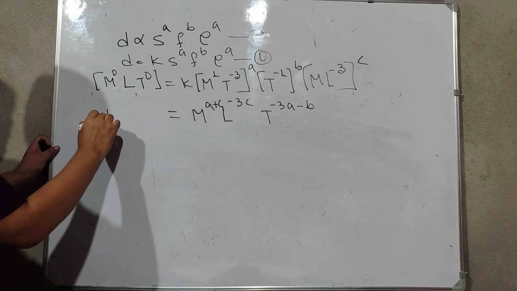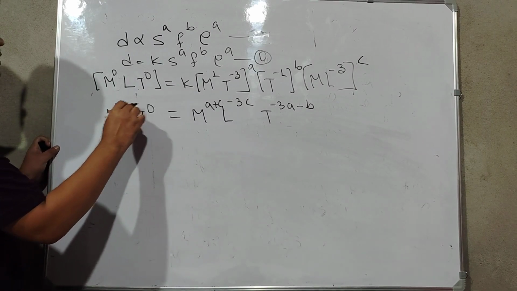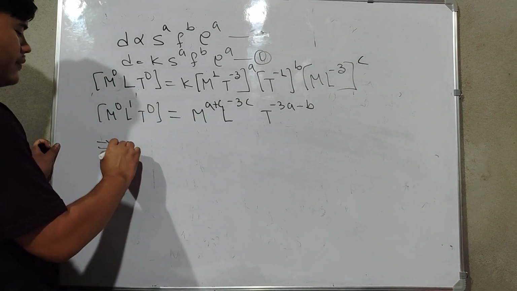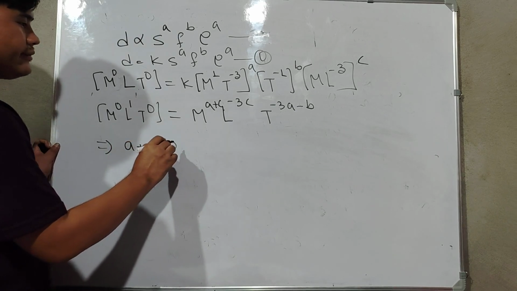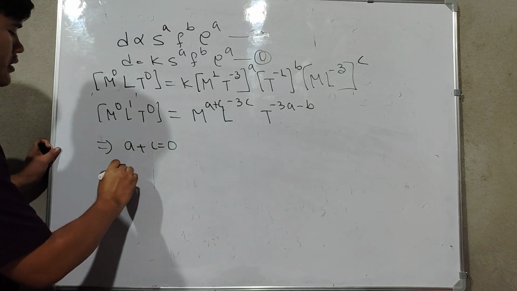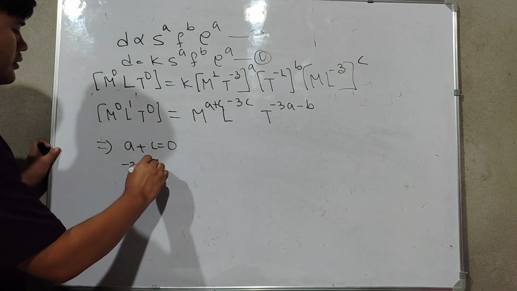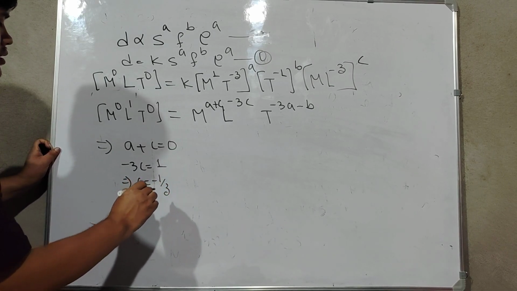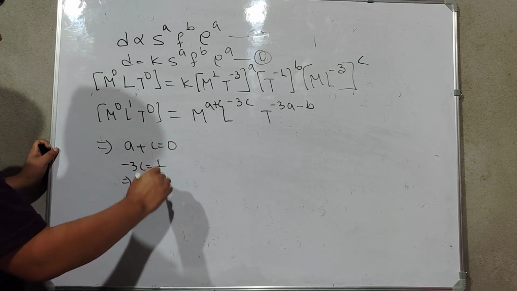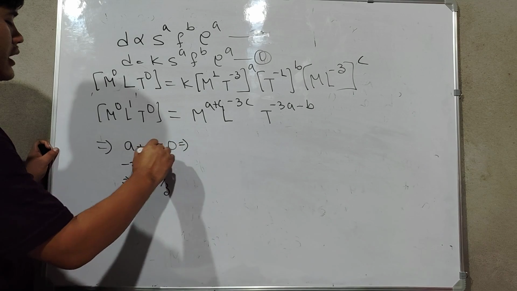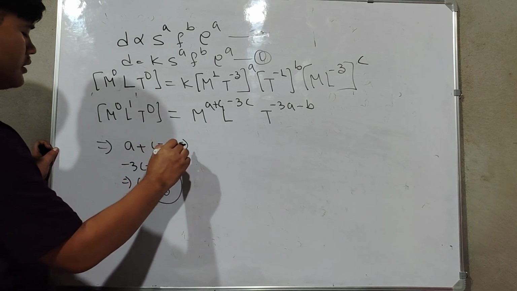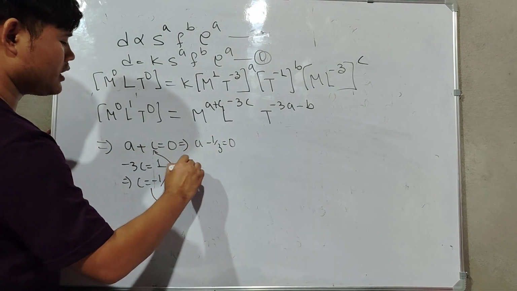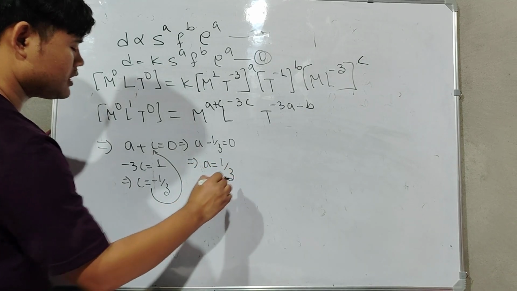So now let's equate it. M0 and T to the power 0. Nothing means here 1. So what you will get? A plus C equal to 0. Minus 3C equal to 1. Or C is equal to how much? 1 by 3. Okay, if C is equal to 1 by 3, you put it here. So A minus 1 by 3 is equal to 0. Then A is equal to how much we got? 1 by 3.